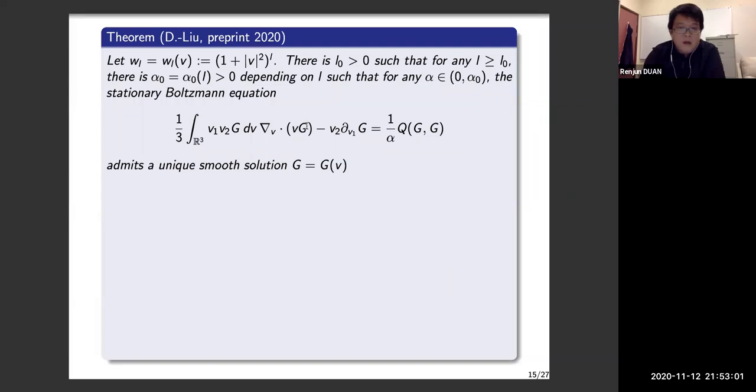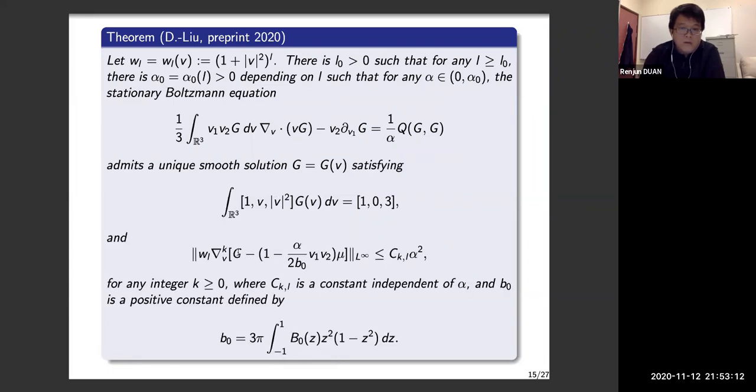And then for this equation we have a unique smooth solution, in the following sense, so the restriction will be satisfied. And also if we consider the difference of G up to the first order, the zeroth order is just a global Maxwellian mu. And the first order has coefficient C given by one over two B zero. So this B zero is determined by this collision kernel in the Boltzmann operator. So this B zero is the angular part times z squared times one minus z squared dz from minus one to one. So this is a strictly positive constant.